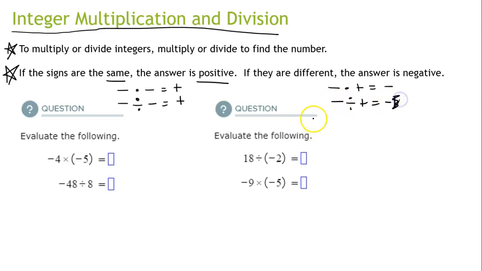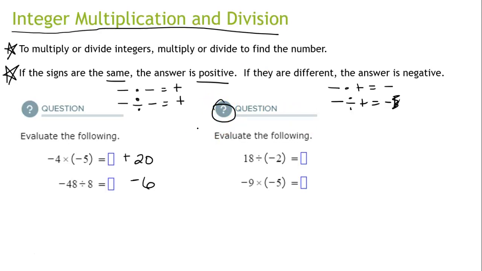Whoops. So let's evaluate the following. We just multiply like normal. 4 times 5 is 20, so it's positive. For this one, we're just dividing like normal. 48 divided by 8 is 6. The signs are different, so it's negative. Notice I didn't ask you anything about the larger number. I don't care about the larger number. I only care about whether the signs are the same or different.